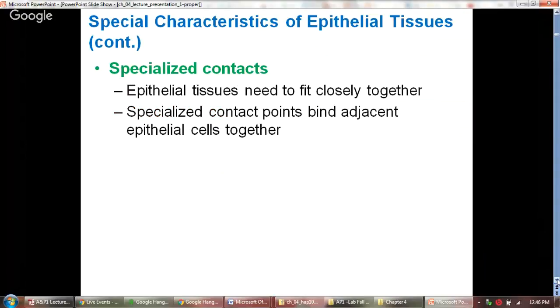Specialized contacts are another characteristic feature of epithelia, because epithelial tissue needs to fit closely together, and the specialized contact points bind adjacent epithelial cells together. If you remember, we learned different junctions in chapter 3. Those are the types of contacts that epithelial cells have.